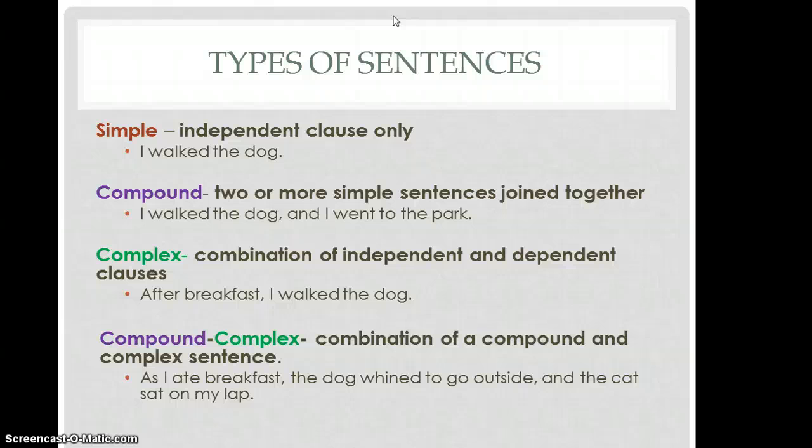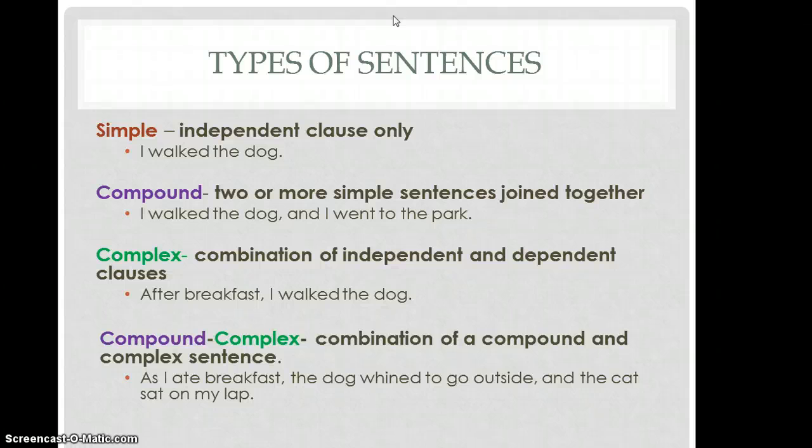A complex sentence is a combination of an independent and a dependent clause, or maybe more than one dependent clause. You know a dependent clause because it cannot stand on its own. It's usually an adjective phrase or an adverb phrase. For instance, "after breakfast." If I just said that, you would wonder what happened after breakfast. It can't stand alone. So "after breakfast" is my dependent clause, comma, "I walked the dog," my independent clause.